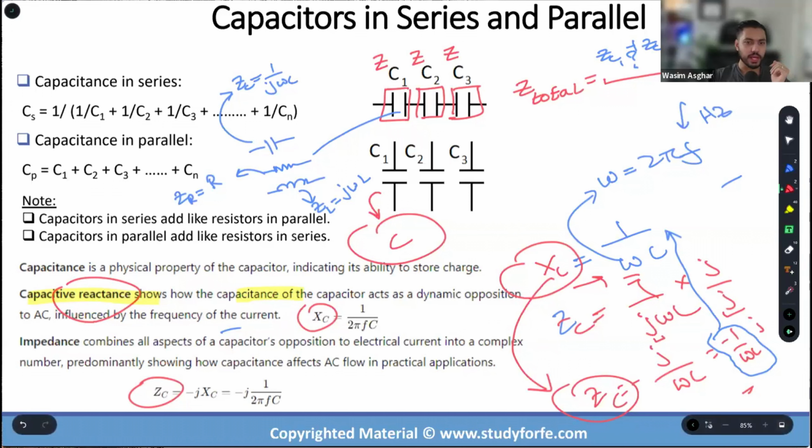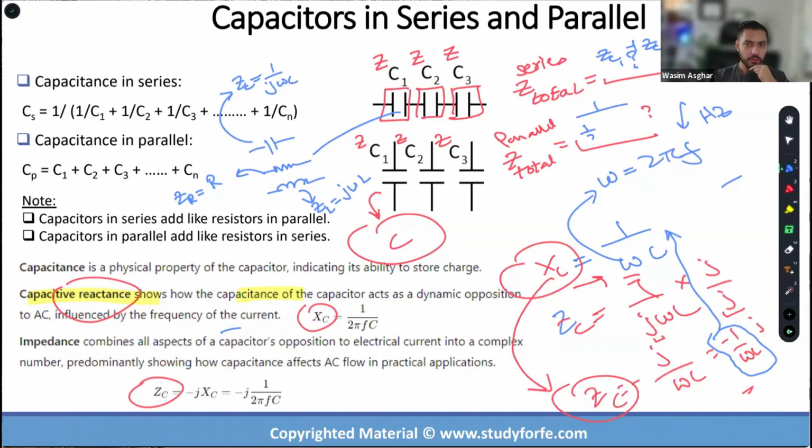And this already answers the second question. This is a series. If I have parallel, then what will be the arrangement? 1 divided by 1 over Z1 plus 1 over Z2, Z3, and so on. If you have a parallel arrangement, and we call them boxes of impedance, we don't care what is inside those boxes, as long as we handle those formulas properly. We just use the reciprocal formula.